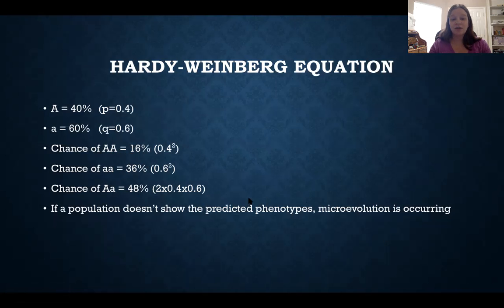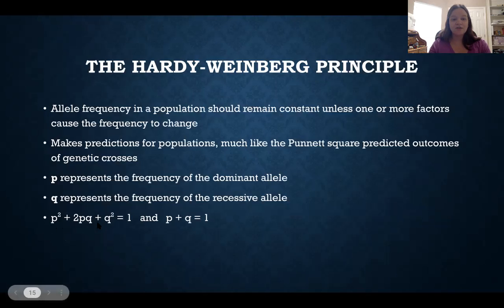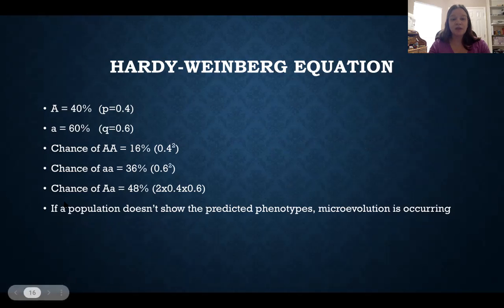Okay, so if we go back, they're using this equation here. So P squared plus 2PQ plus Q squared. This equation is predicting the probability of each genotype: homozygous dominant, heterozygous, and homozygous recessive. P plus Q here is just the allele frequencies. So if we have our population and we know that 16% of them should be homozygous dominant and 36% should be homozygous recessive and about 48% should be heterozygous.